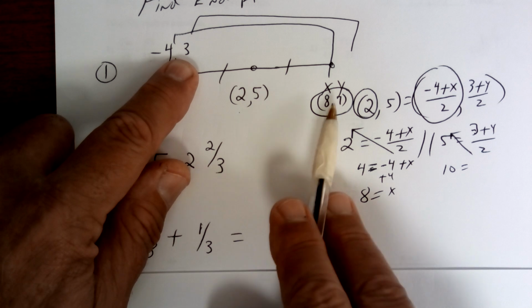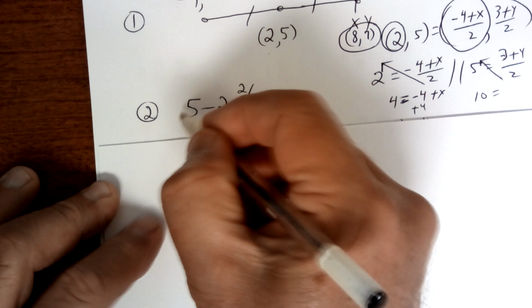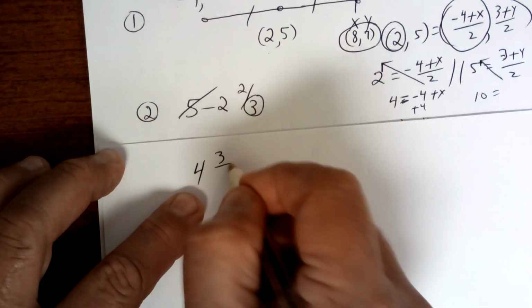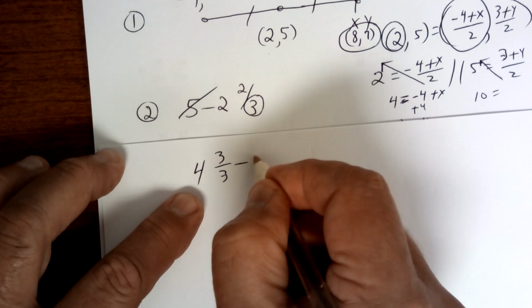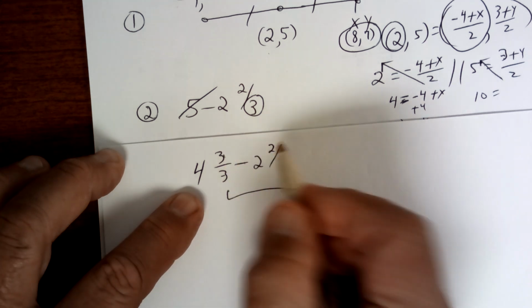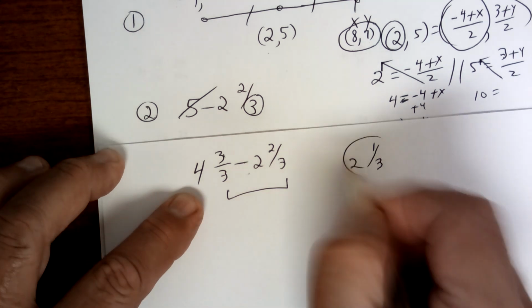This is the answer. This one right here, when you subtract, you can borrow. So you can borrow 1. Since your denominator is 3, you can make it 3 over 3. You can make it anything you want, but we want to use 3. So 3 minus 2 is 1, and 4 minus 2 is 2. Make sure you can do that.